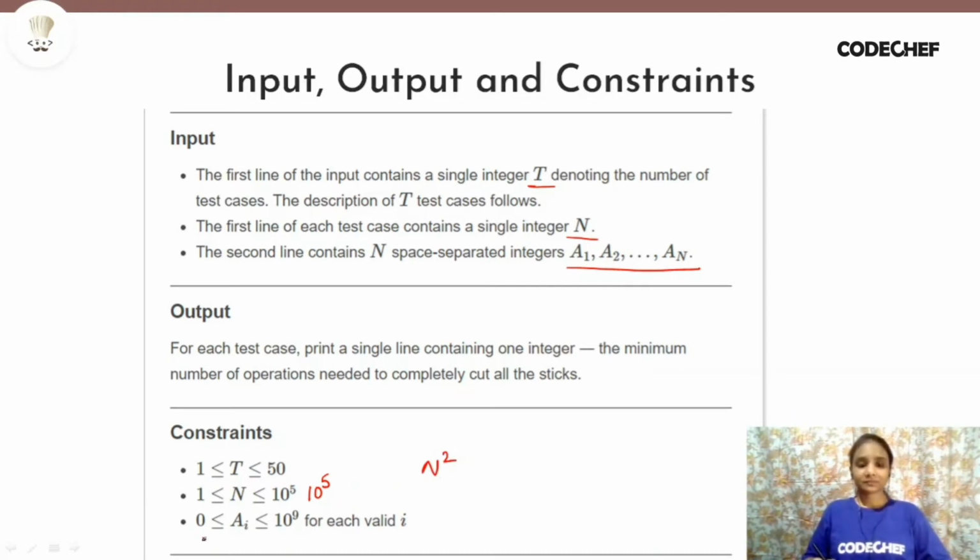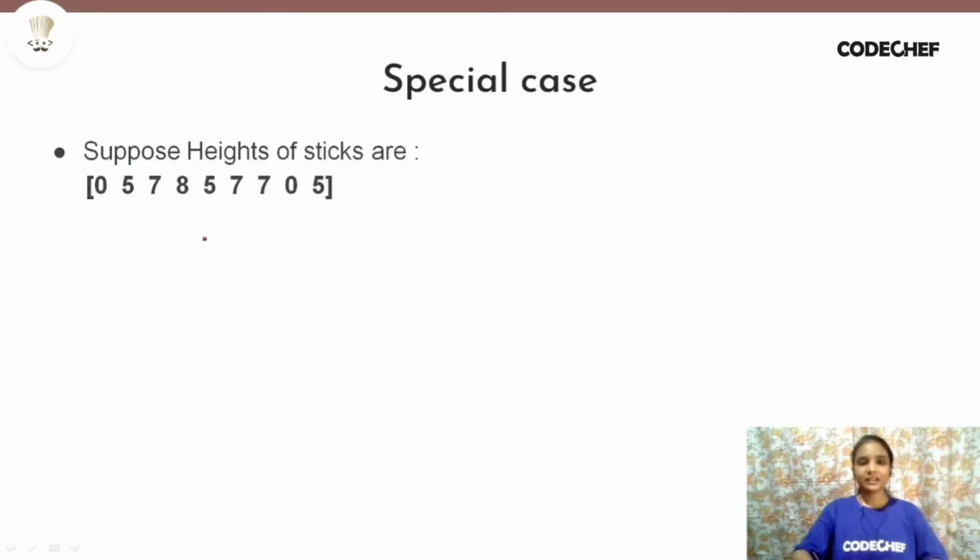Then this is the part that we need to notice, that the height of the stick can also be 0. So what do we do in that case? Will we include it in the number of operations? As I explained earlier, we need to find the unique height sticks, and the number of unique height sticks will be the minimum number of operations required to reduce the sticks to 0.